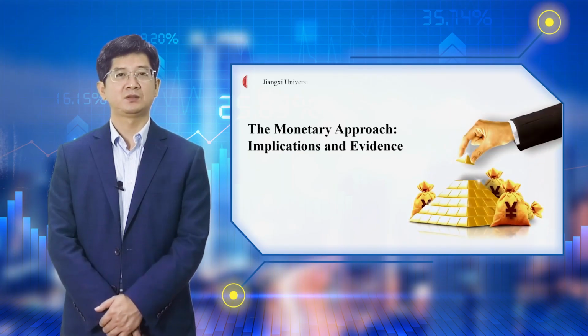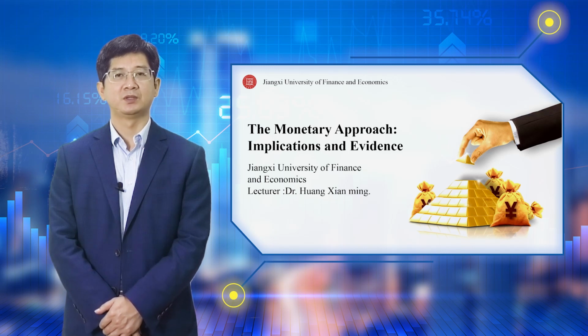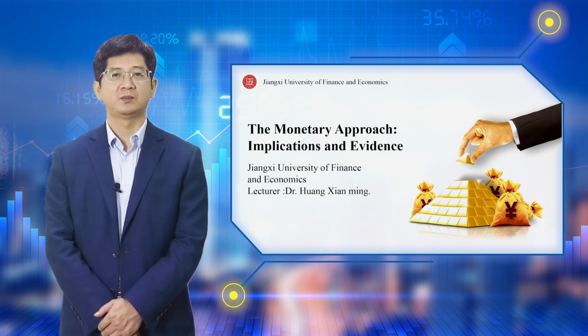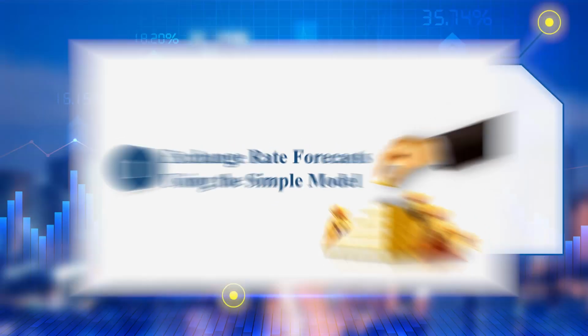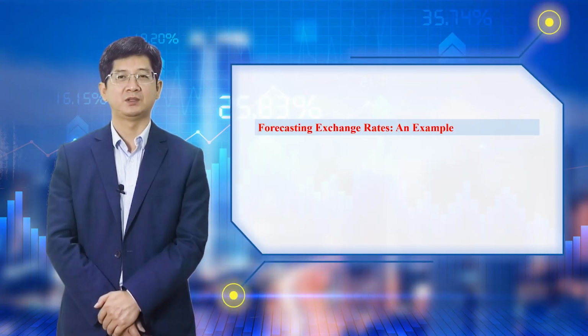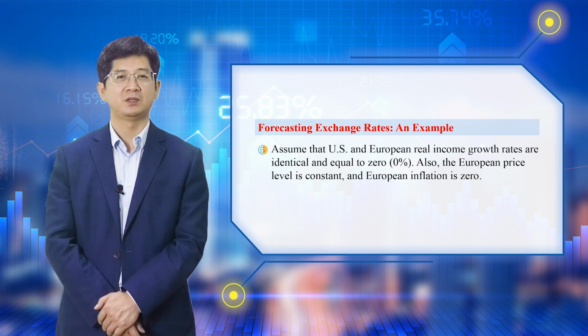Then we discuss the monetary approach, implications, and evidence. Let's think about the question: what path would exchange rates follow from now on if prices were flexible and PPP held? Assume that US and European real income growth rates are identical and equal to zero. Also, the European price level is constant and the European inflation is zero.